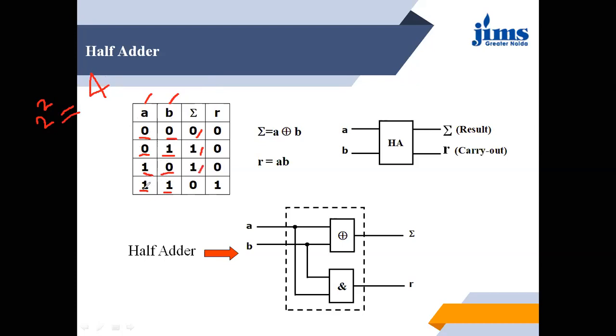But when we are doing 1 plus 1, this is equivalent to 2. And I can represent 2 in 1, 0. Means my sum is not coming in 1 bit.